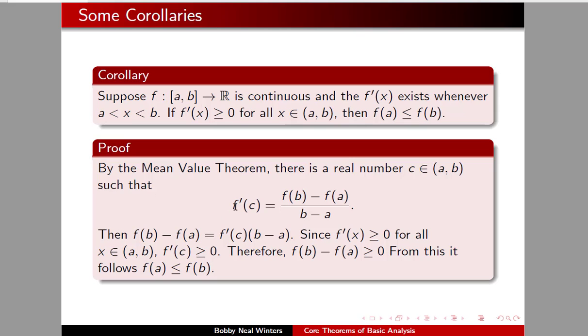so that f prime of c is equal to the difference quotient. Then just by arithmetic, we have that f of b minus f of a is equal to f prime of c times b minus a. Since f prime of c is greater than or equal to 0, it will follow therefore that f of b minus f of a is greater than or equal to 0. Therefore, f of a is less than or equal to f of b.